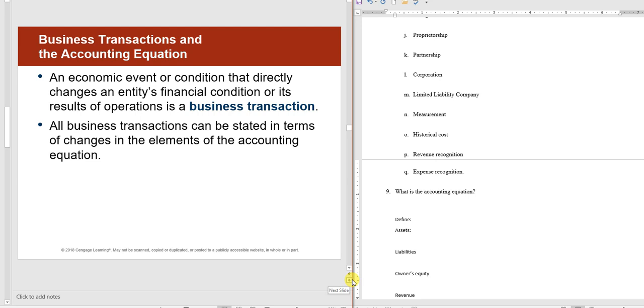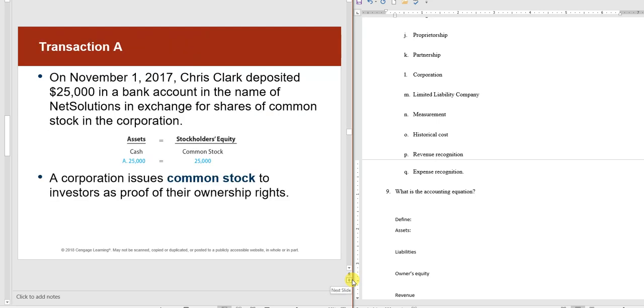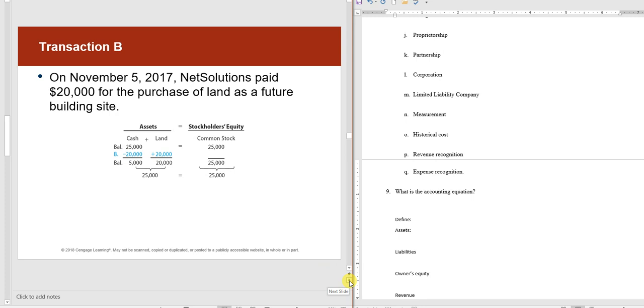Business transactions, we're going to be analyzing those. You'll know what those are. And I'm going to skip through these pretty quick. So the business got $25,000 from the owner, so assets went up. The asset that went up is cash, and owner's equity also went up. And we call the owner's equity common stock. Next one, they paid $20,000 for purchase of land as a future building site. So what happened? I paid $20,000, so cash went down and land went up. So I exchanged one asset for another asset. So notice the accounting equation still equals: 25 equals 25.